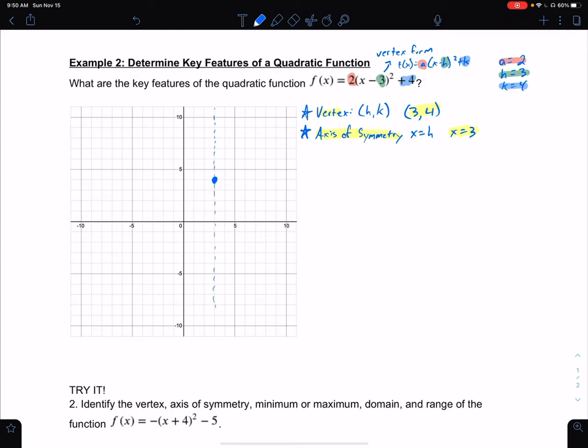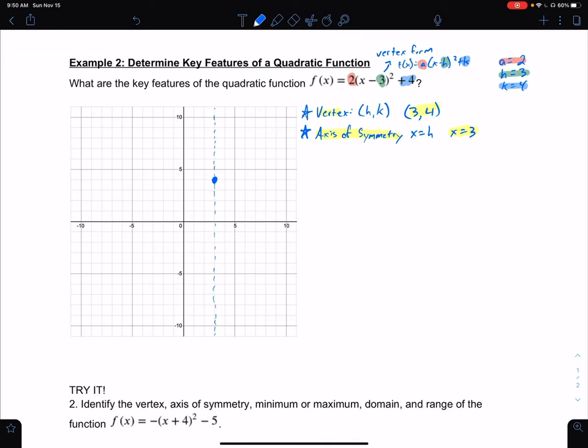Your axis of symmetry should always go through your vertex. If it doesn't, there's something wrong. So check your work there. And unless it specifically says to draw the axis of symmetry, a lot of times we don't really show it there because it just kind of gets in the way. But for these problems, it will help us.